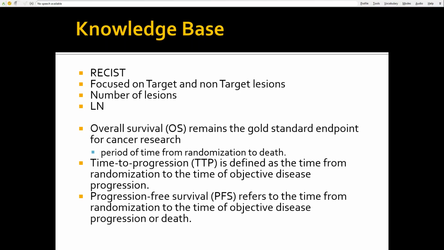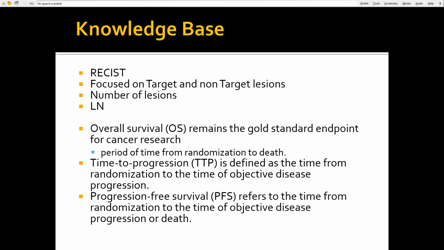So other good terms to know when you're analyzing the literature is overall survival. That's the gold standard endpoint for cancer research. How do people do? Do they live? Do they make it through this event? Are they cured? Are they not cured?